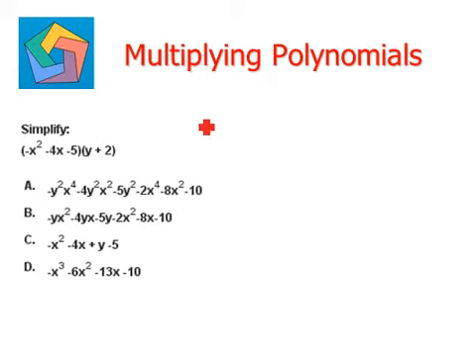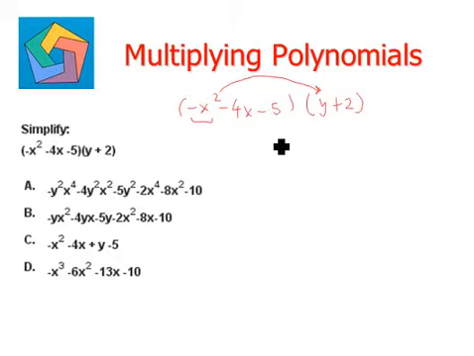The first question says simplify, and we write the question here. Negative x squared minus 4x minus 5 multiplied by y plus 2. The basic rule of how to multiply polynomials is that each term in parentheses 1 is multiplied by the whole of parentheses 2. That is, the distributive property is applied.